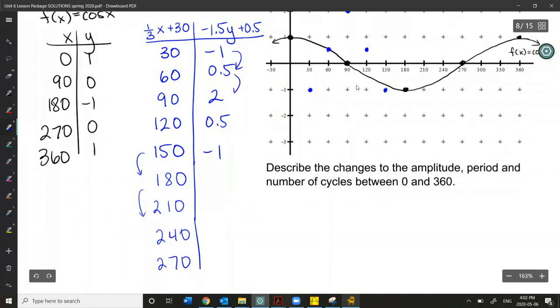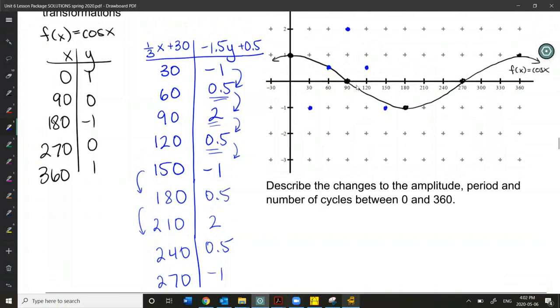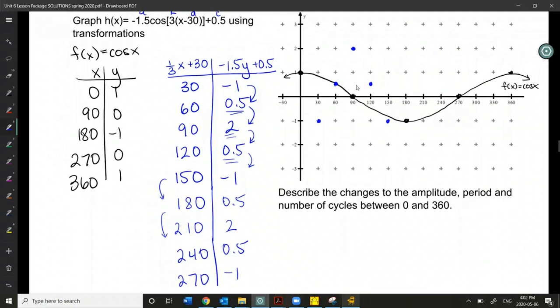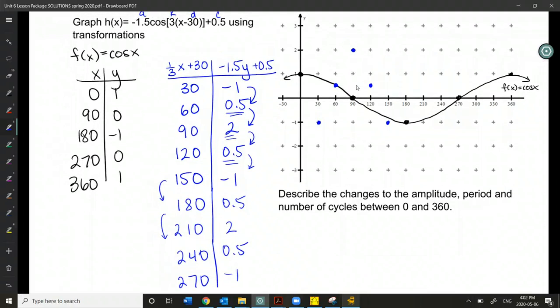And basically what we're going to do is just repeat this cycle of y values. So after negative 1 comes 0.5, and then after 0.5 comes 2, and then after that comes 0.5 again, and then we're back to negative 1. So there's another full cycle there. So we're going to see if we can extend this after this next one without having to actually write down all the coordinates.